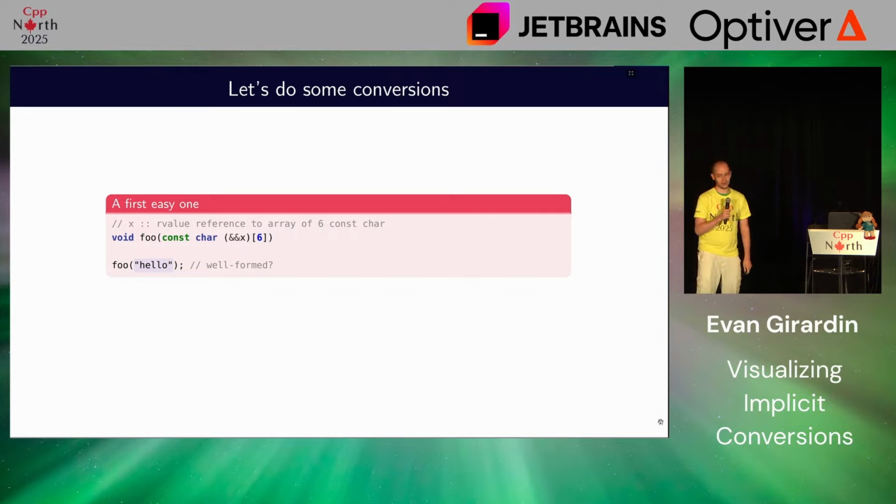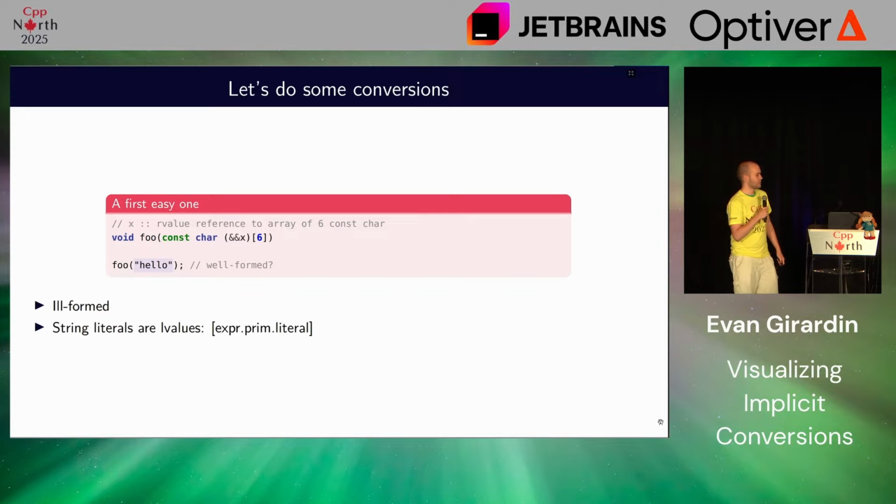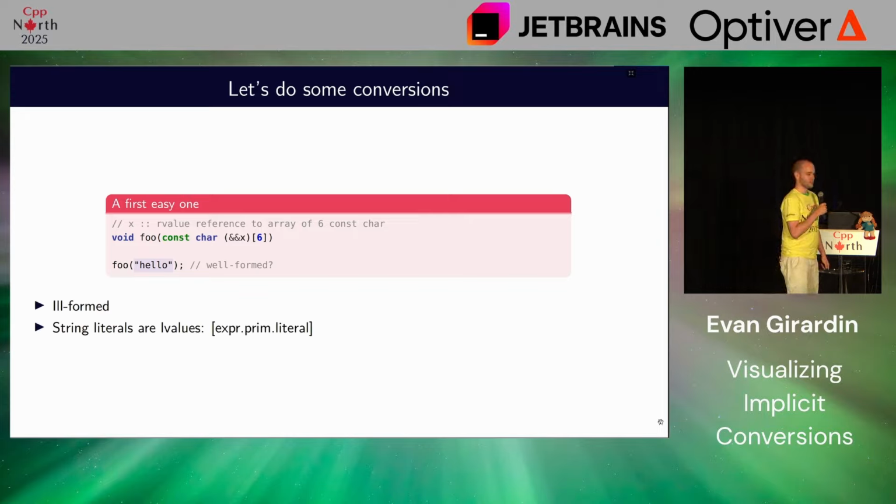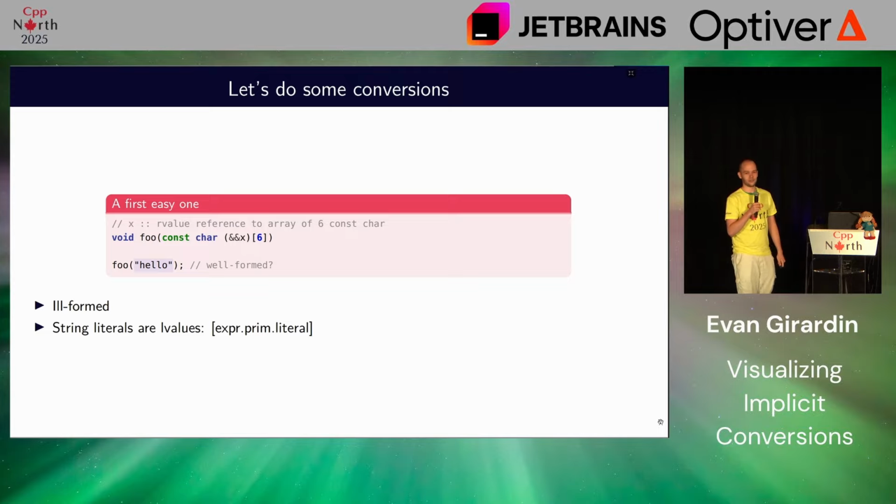So to get you well acquainted with these, here's a piece of code where you have a function that takes a parameter of type rvalue reference to array of 6 const char, and we're passing it the string literal "hello", which is 6 long, remember the null character. So is this ill-formed? Does it compile? Raise your hand if you think it compiles. You're wrong, it doesn't compile. String literals are lvalues. They're the only literal that's an lvalue.